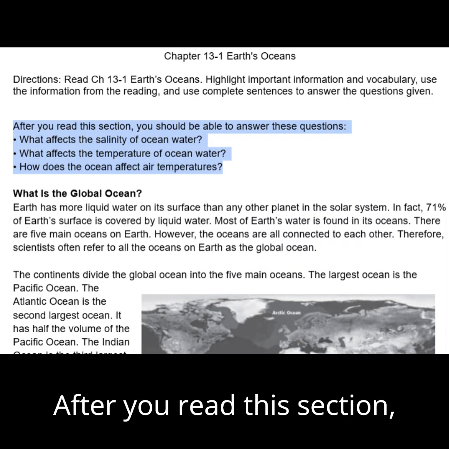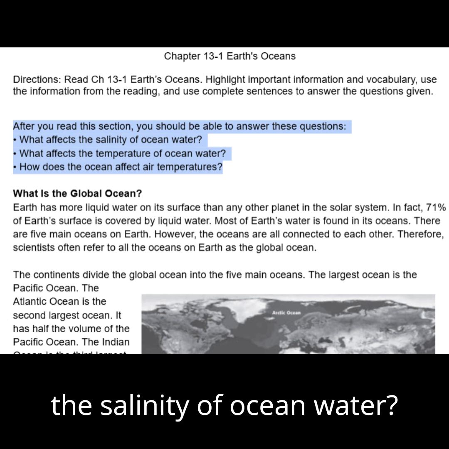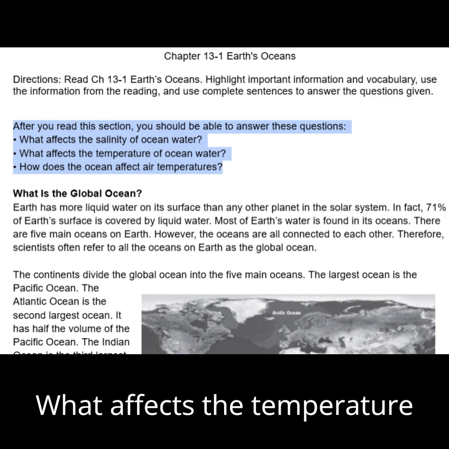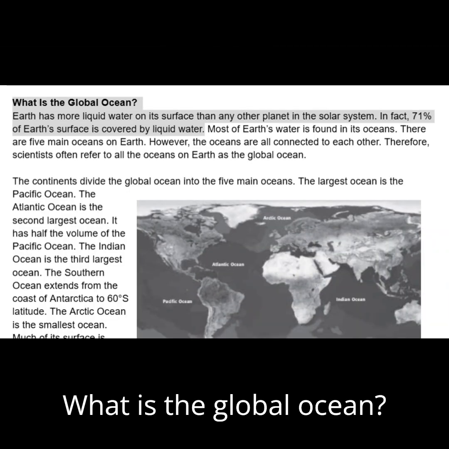After you read this section, you should be able to answer these questions. What affects the salinity of ocean water? What affects the temperature of ocean water? And how does the ocean affect air temperatures? What is the global ocean?